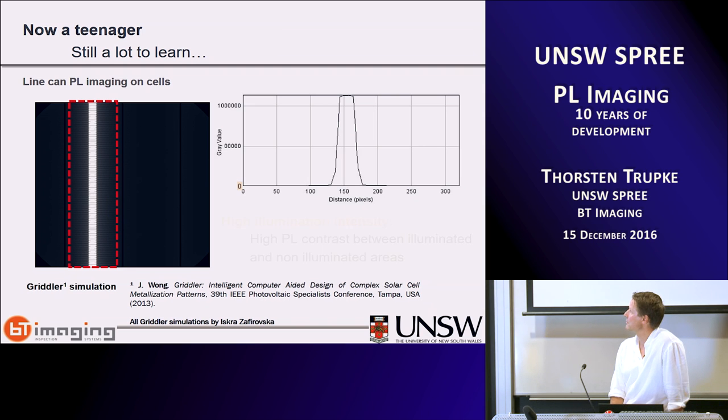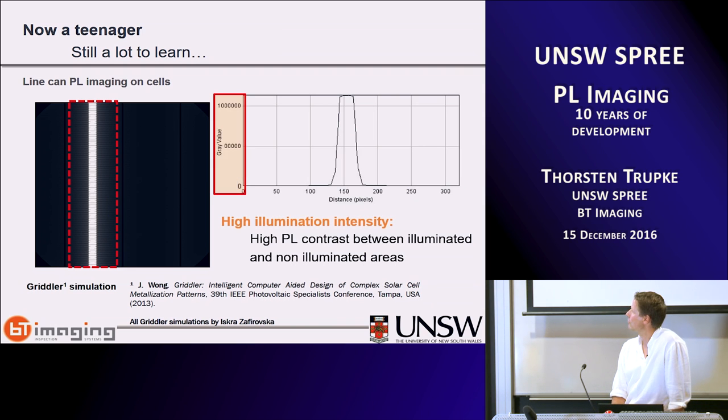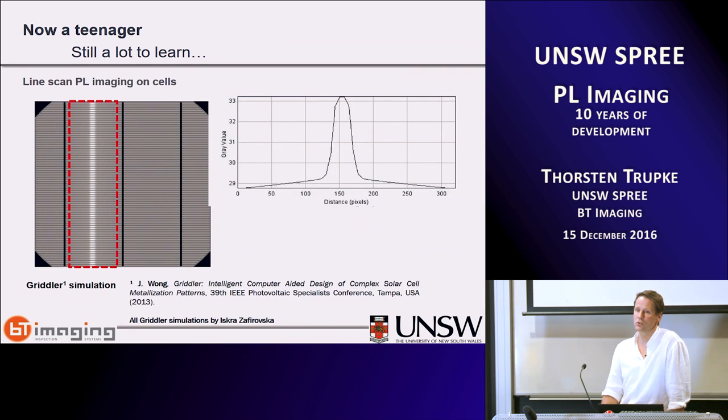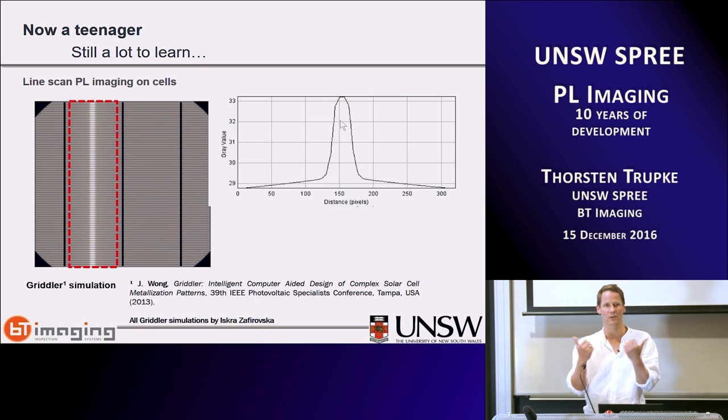But now let's take a look at what happens with the same simulation when we go to much lower illumination intensity. This is the same simulation, but with about one sun local illumination where the illumination line is located. And we then get this profile. It looks similar, but please note the scale here. It's from 29 to 33 counts. So what this means is that in the areas that are not illuminated, the PL counts are almost the same as they are in the area where we illuminated. So why is that? The cell is very efficient in transporting current laterally.